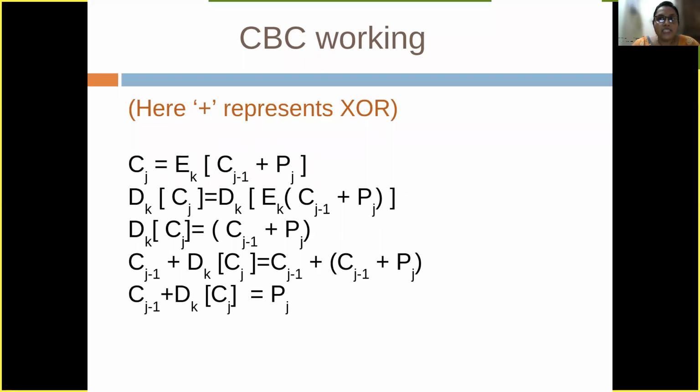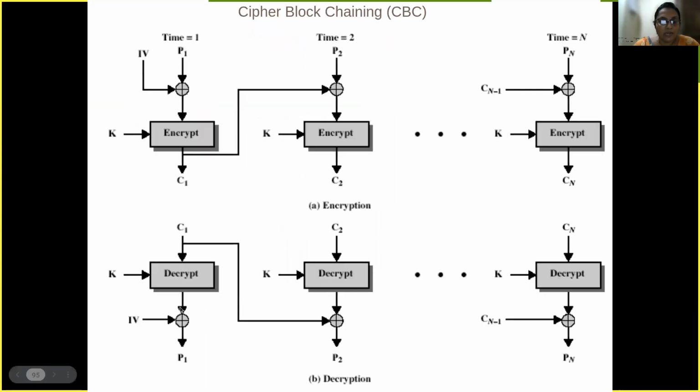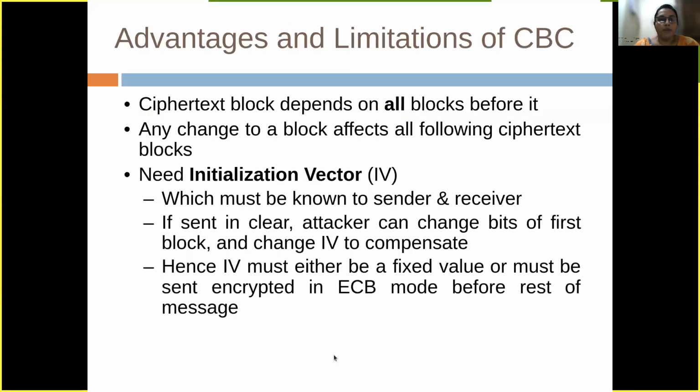Okay, so now you can see that when we decrypt the CJ, the cipher, we get the previous cipher XOR the plain text. Now we need to remove the CJ-1. If we XOR once again with CJ-1 over here, the CJ-1 cancels, and the decrypted value will give me the plain text. Okay, so from the decrypted value, you XOR the previous cipher and you get the plain text. So this is the proof.